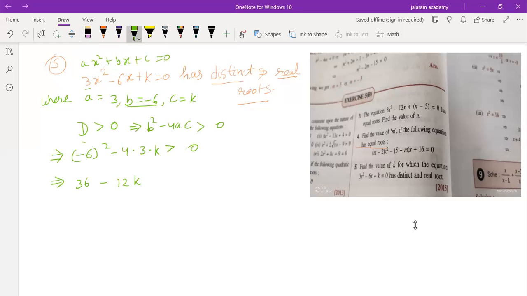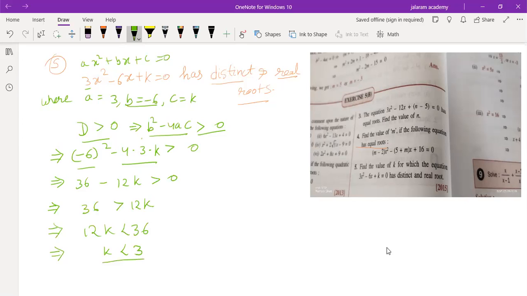When discriminant is greater than 0, it implies b square minus 4ac is greater than 0. Now b is minus 6 whole square minus 4 into 3 into k is greater than 0. It implies 36 minus 12k is greater than 0. It implies 36 is greater than 12k. As linear inequality we already have studied now. So 12k is less than 36. It implies dividing both sides by 12, k is less than 3, means all the values of k which are less than 3 are the solutions of this equation. Means it has infinite many solutions.